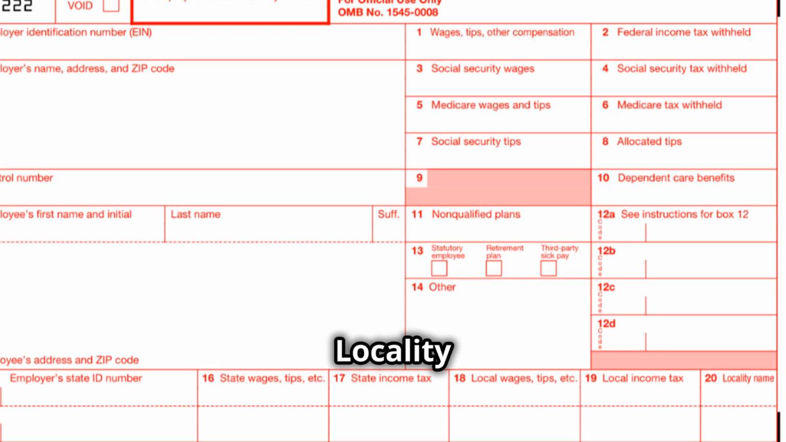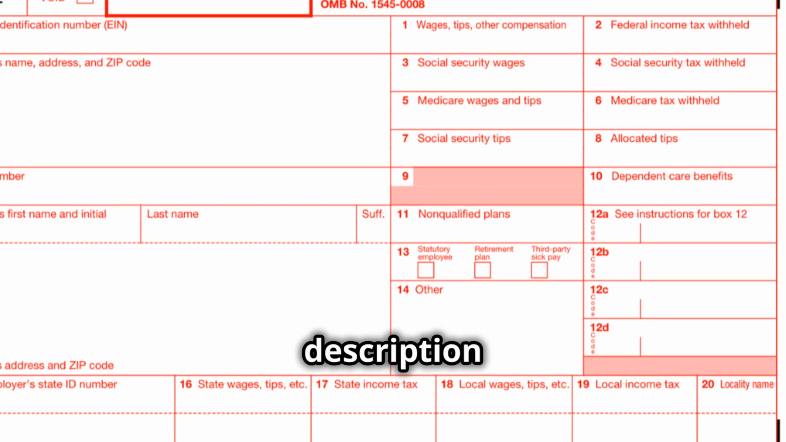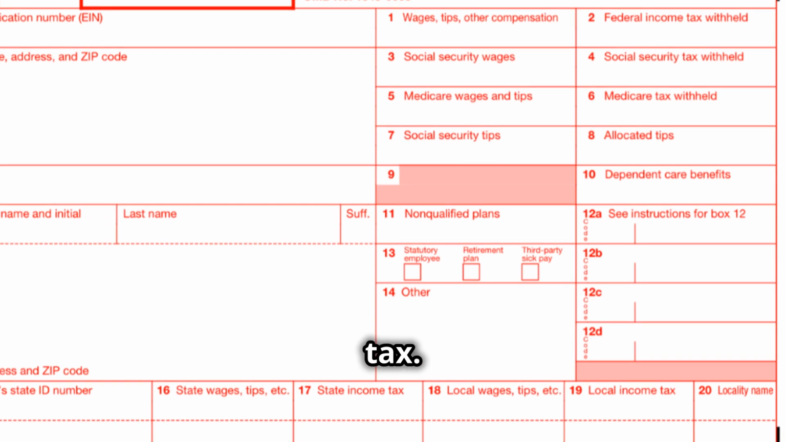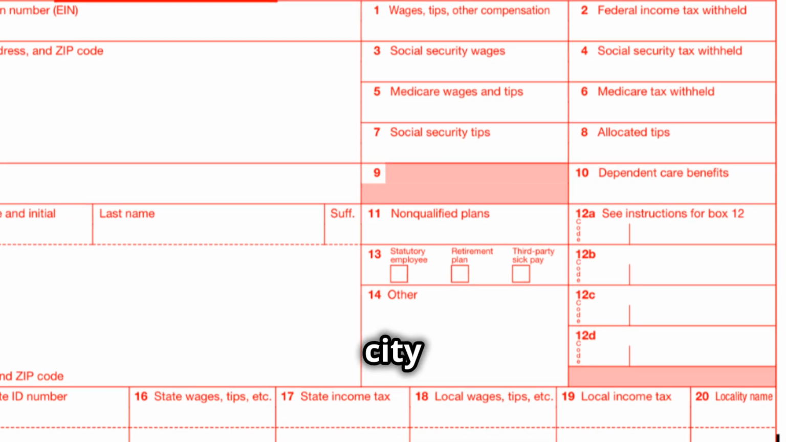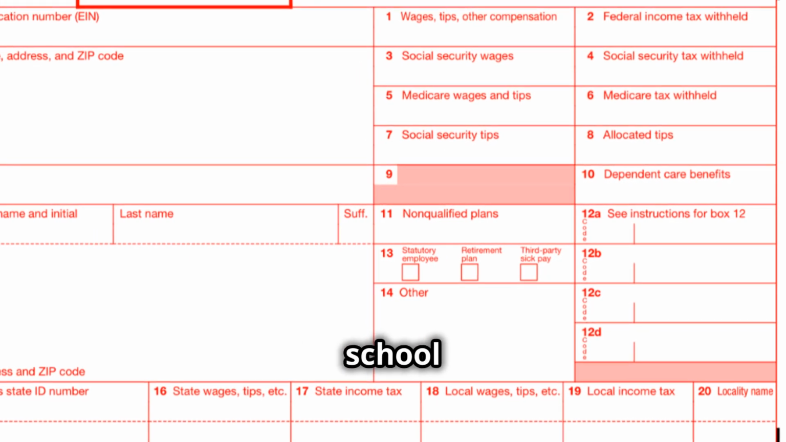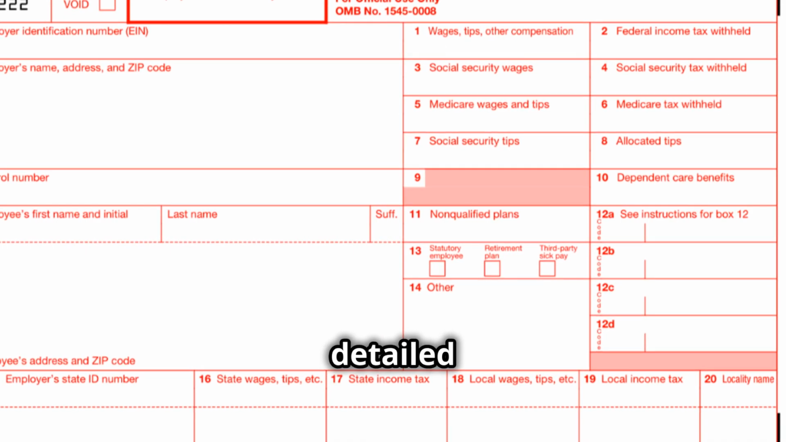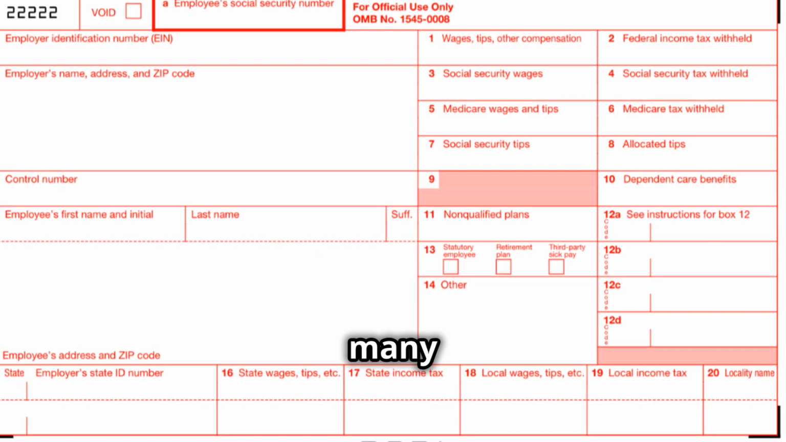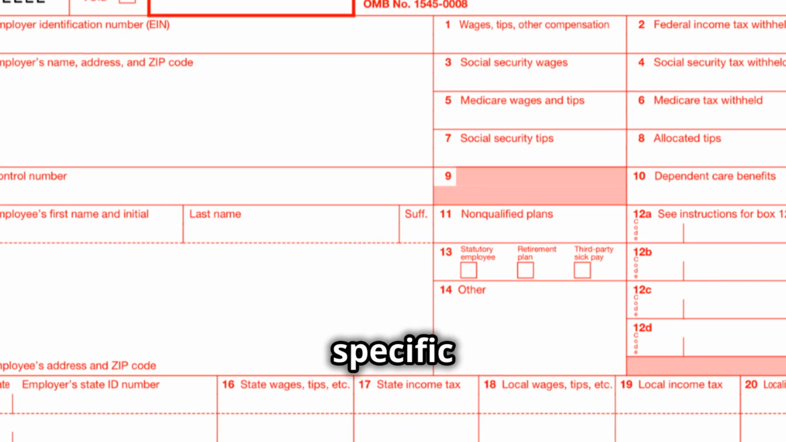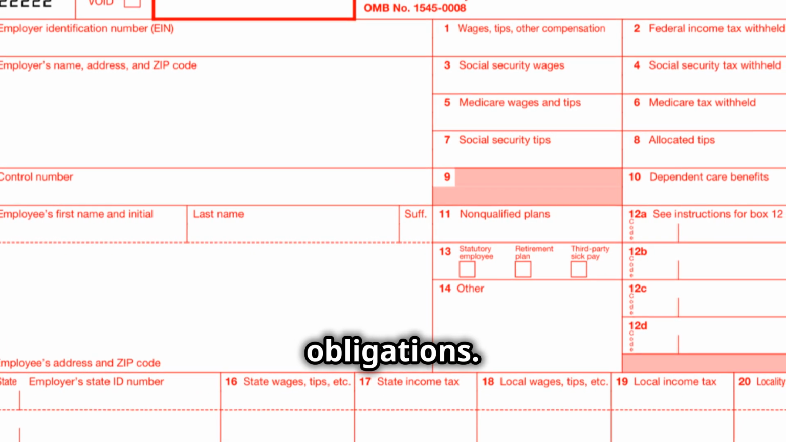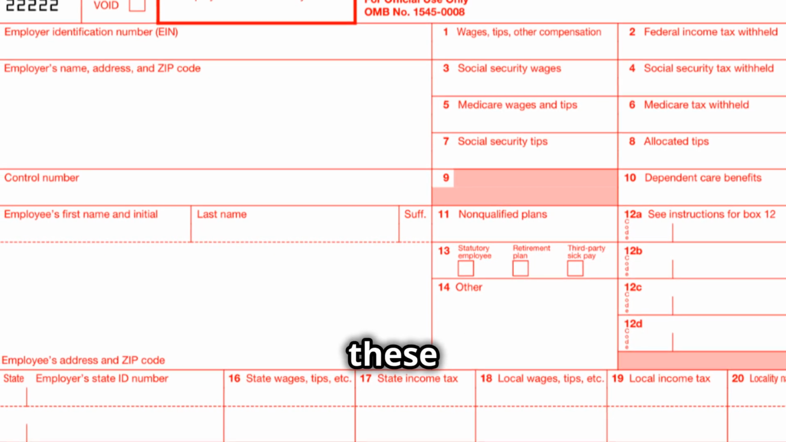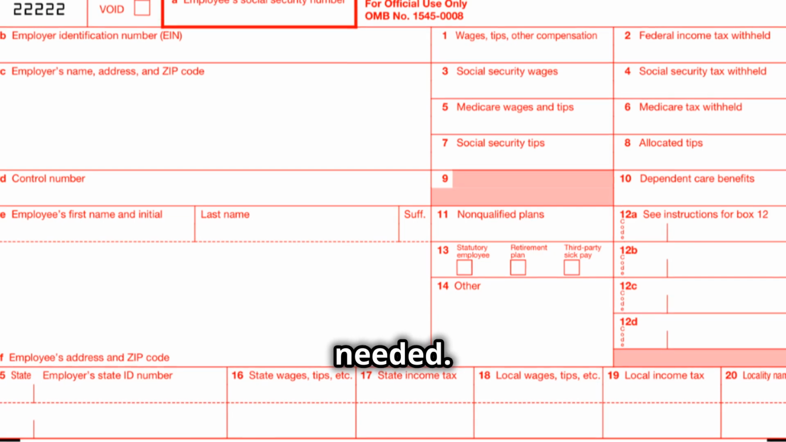Box 20, locality name. What it reports: the name or description of the locality imposing the tax. Examples: a specific city, for example, New York City, or a school district. The final notes: the W-2 form ends with detailed state and local information because many employees work in jurisdictions with specific income tax obligations. So, take the time to understand these boxes and seek help if needed.